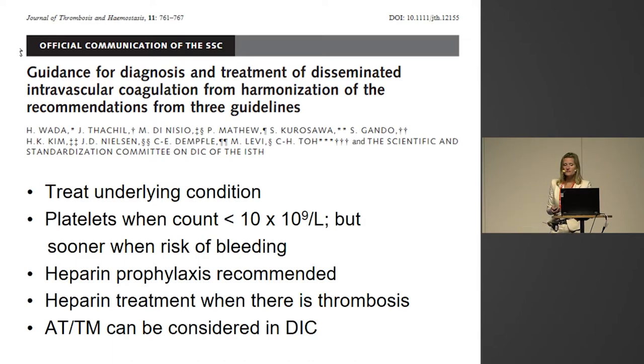Heparin prophylaxis is recommended. Even if your platelet count is very low, sometimes there's discussion whether you can give prophylactic heparin, whether that is safe when the platelet count is really low. I think yes. Please give it because of the procoagulant risk of thrombosis that they're running. Give heparin when there is thrombosis, and in these guidelines, it was formulated that you can consider giving antithrombin or thrombomodulin in DIC sepsis.